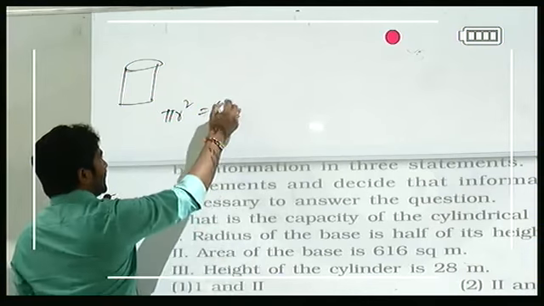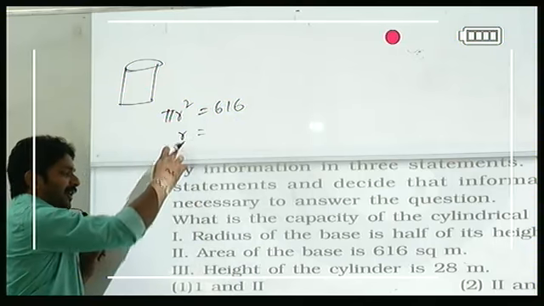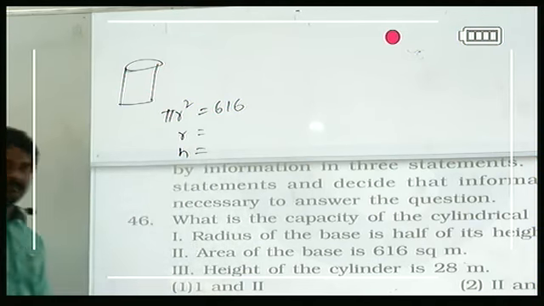When you have pi r square equal to 616, can't you calculate the radius? Yes. When you have the radius, using the comparison in the first option, can't you calculate the h value? So 1 and 2 will give you the answer.